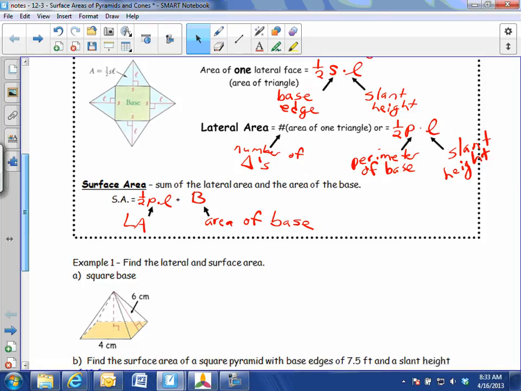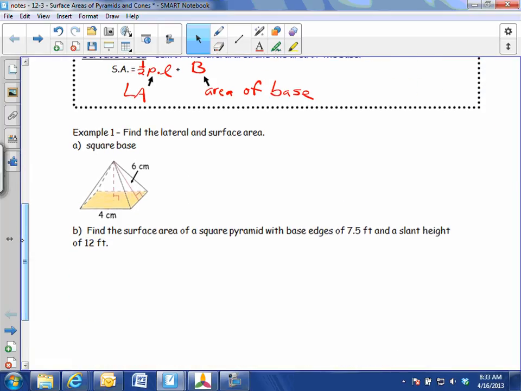Alright, let's see if we can find anything. It asks us to find the lateral and surface area. It tells us that we have a square base. Notice that they have given us one side. This 4 centimeters goes from corner to corner, that's what they're labeling here. Sometimes it's hard to tell. And this 6 is what? The slant height. Good.